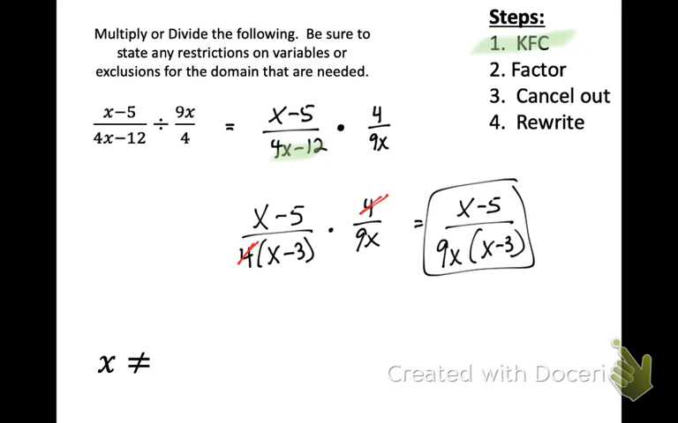Looking for my restricted values, I have 2 x's in the denominator. So x can't be 3 or 0, because 9 times 0 would have been 0.